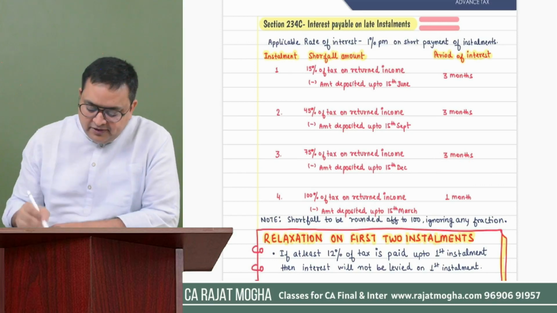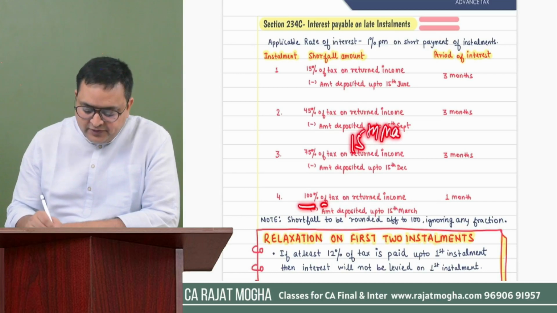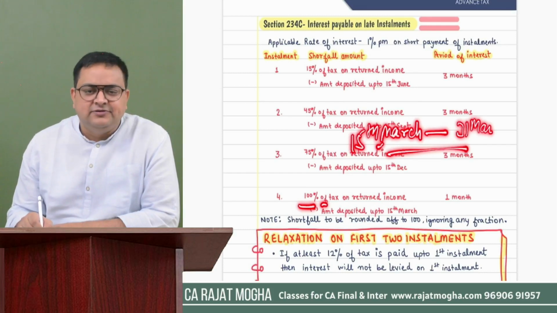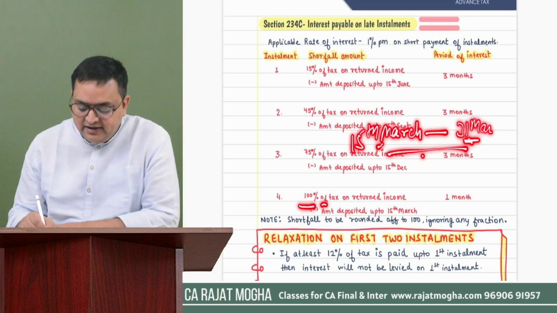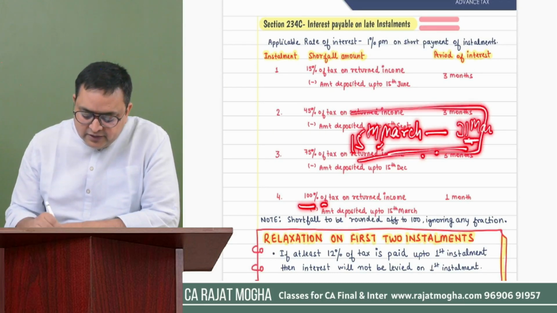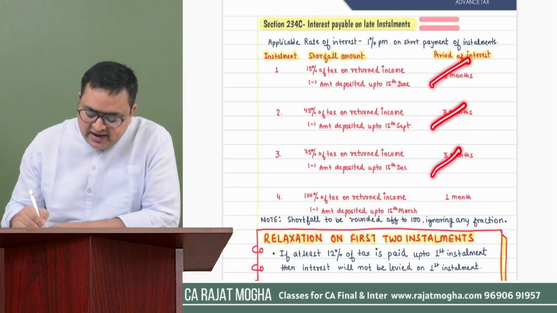Why 1 month? Because here we are calculating from 15th of March, because you should deposit it by 15th of March, right? So here we are calculating from 15th March till 31st March. So it is just 15 or 16 days. If it is part of a month, we take it as a full month. So here we will be calculating only for 1 month. Please remember, here it is 3, here it is 3, here it is 3, and here it is 1.